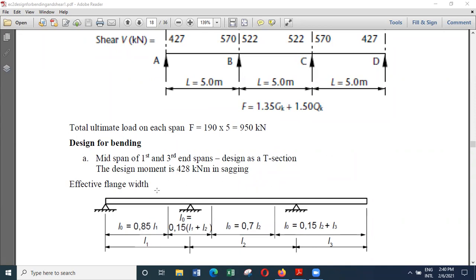The reason is, when you have a flange beam, one of the basic assumptions of reinforced concrete design is that plane sections remain plane. But when you have a flange section, you'll find that plane sections do not remain plane. They remain plane only close to the web. Away from the web, they do not remain plane. We call this shear lag effect. To compensate for the shear lag effect, we cannot use the maximum flange width. We have to limit the width of the flange.